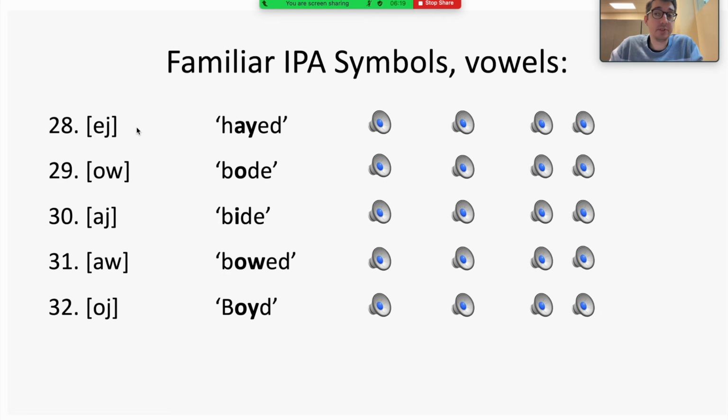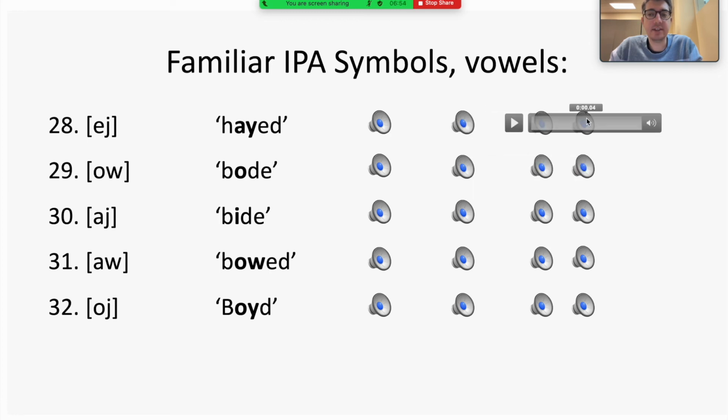Some further symbols that we are familiar with are a, as in Haid. Bode, o. I, Bide. ow, Bowed. And oi, Boyd. Now individual vowels. A, Bode. O, Bide. I, Bowed. ow, Boyd. oi.